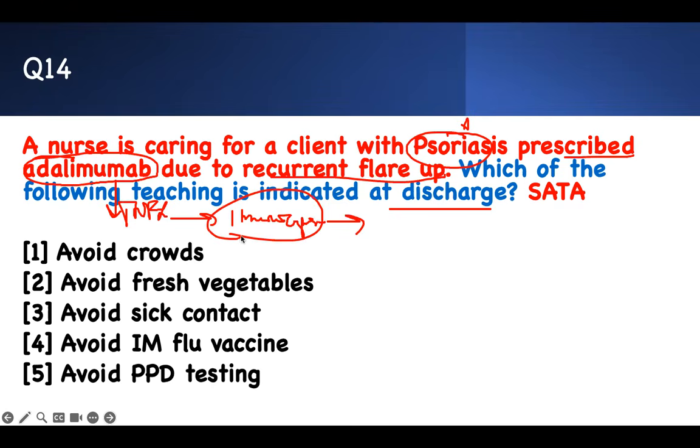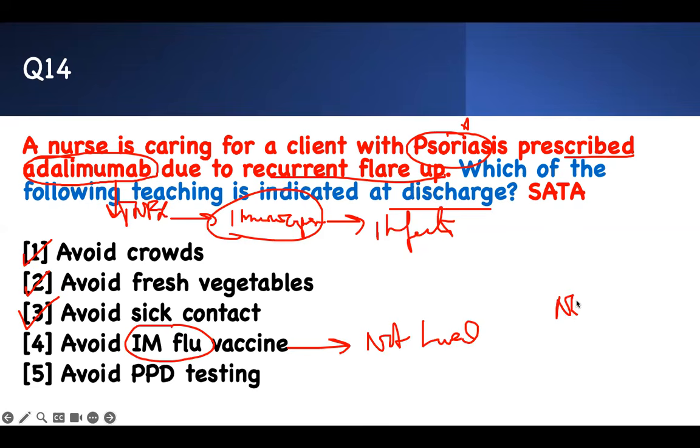What is the major problem with immunocompromised? Infection. So neutropenic precautions. Avoid crowds. Avoid fresh vegetables. You're going to get sick. Avoid sick contacts. Avoid IM flu vaccine? IM flu vaccine is not live. It's not a live vaccine. The nasal form is a live vaccine. So this is good. So you should not avoid it. So which teaching is indicated? No, this is not indicated.